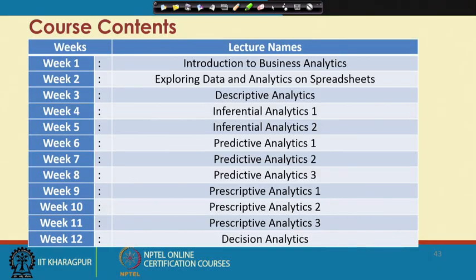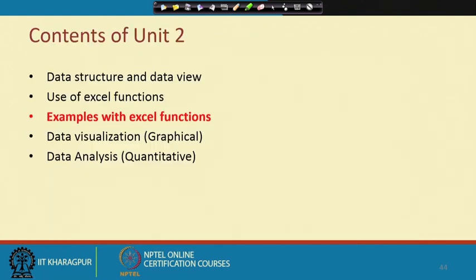So, here we are in the process of knowing more about these particular Excel functions, and I will give you some examples where again Excel has a kind of beauty. So, let us see here, and we are here in the second component, and then with the third requirement, examples with the Excel functions.